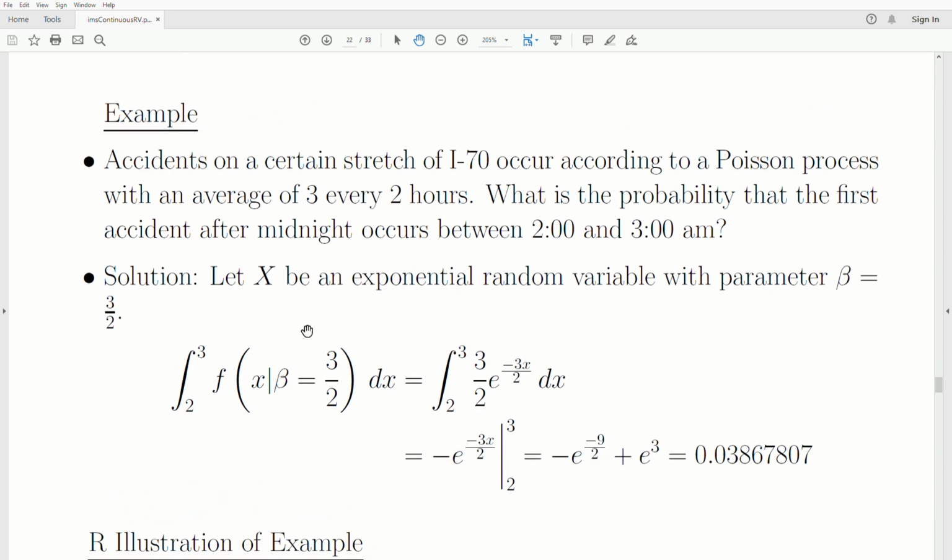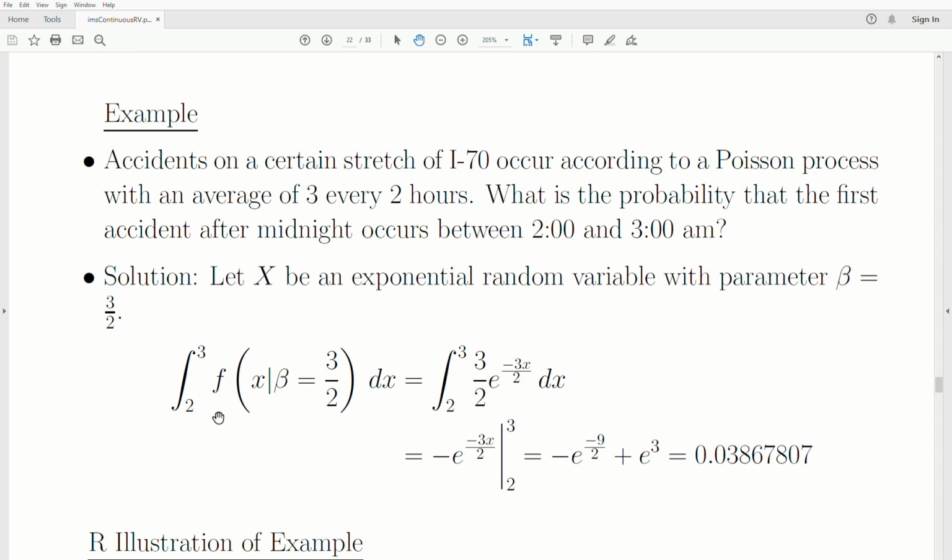Here's the solution. Let x be an exponential random variable with parameter beta equal to 3 over 2. Now notice that in the setup it says 3 every 2 hours. So the unit measurement is every 2 hours, and we have to knock it back to just 1 hour. So that's going to be 1.5 every hour. And that's what this is.